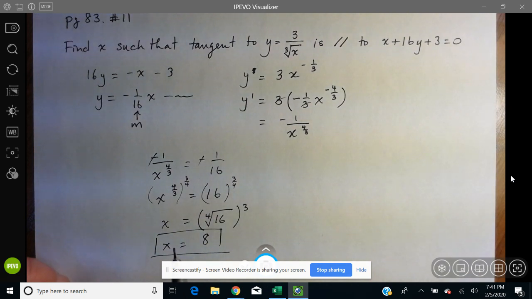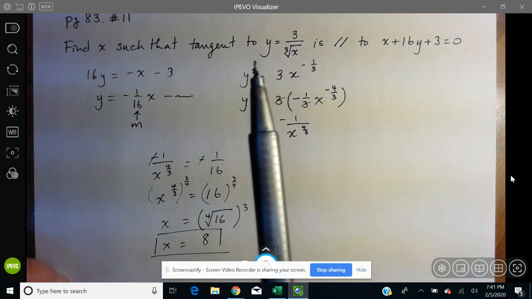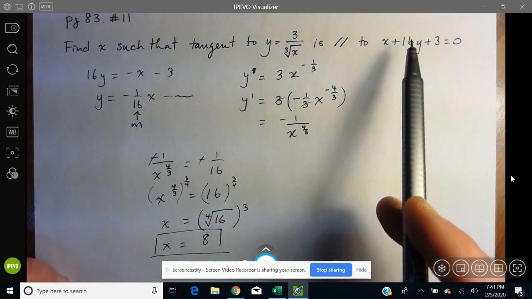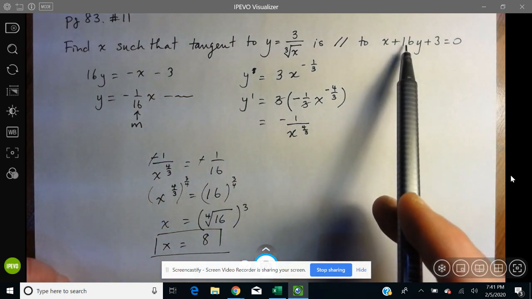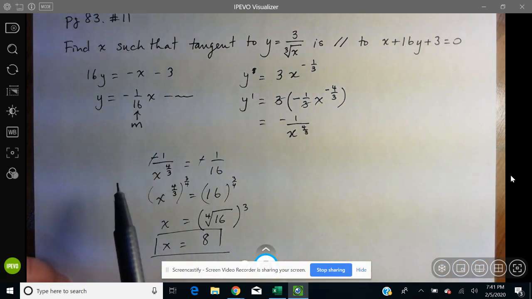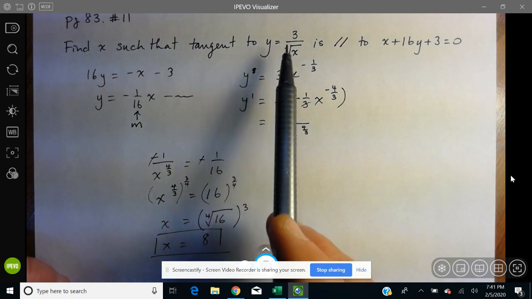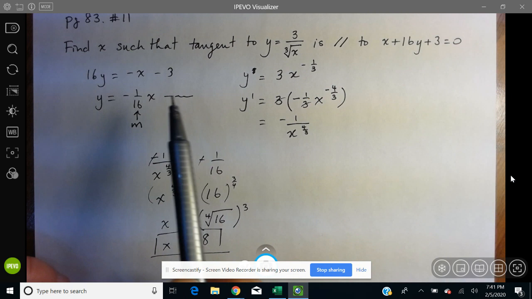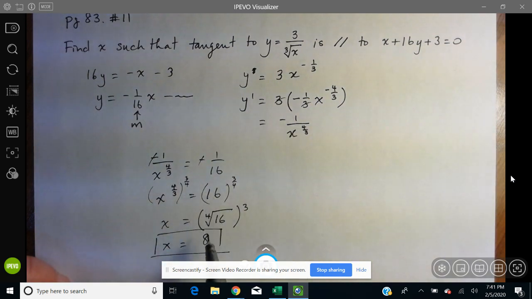So just to recap here, the line that I'm looking for, the tangent I'm looking for, is parallel to this given line here. So I use this line to find the slope, which is going to have to be the same. Then I use the fact that since the line is tangent to this curve, I can also use the derivative to find the slope of the tangent. And by equating them, I can then determine which x value this occurs at. Okay, that's it for this one.